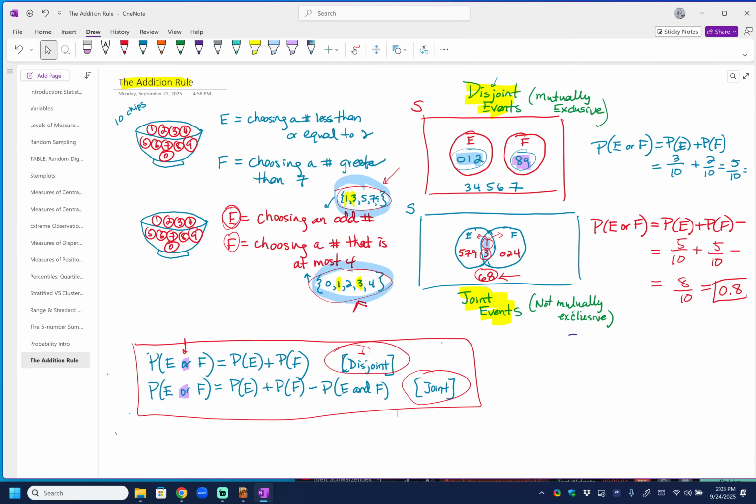When you look at these formulas right here, beware that they are actually quite similar. I mean, if you look here, they're identical. It's just this extra part that's the key.